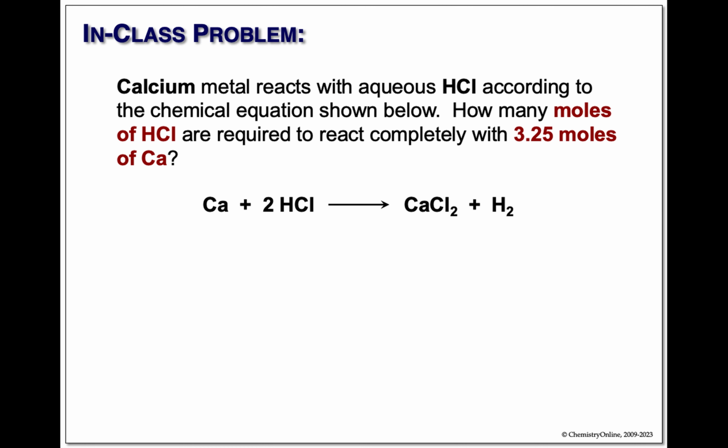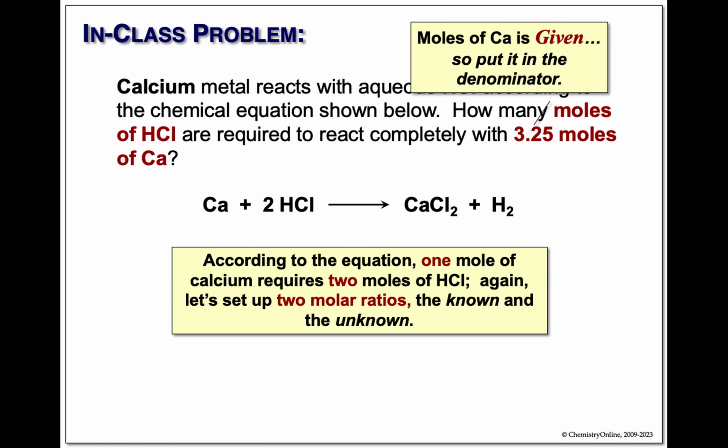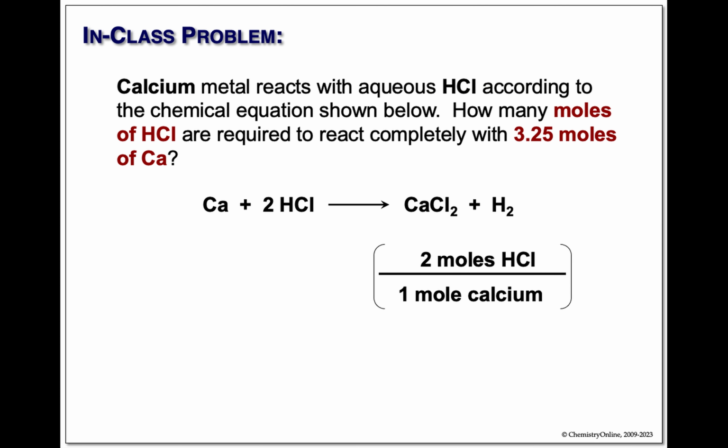So, according to this equation, 1 calcium requires 2 HCl's. So that's going to be our ratio. Again, calcium is in our denominator because it's the given. So let's just set up a ratio. This is 2 moles of HCl for every calcium.